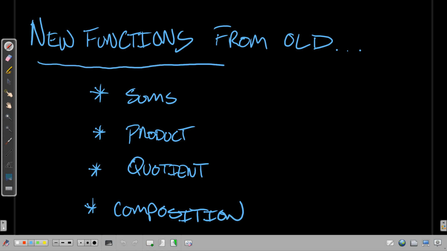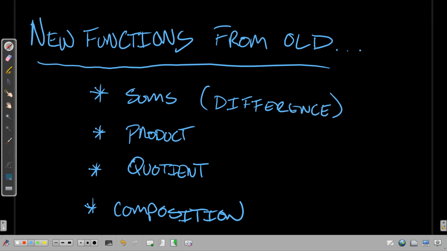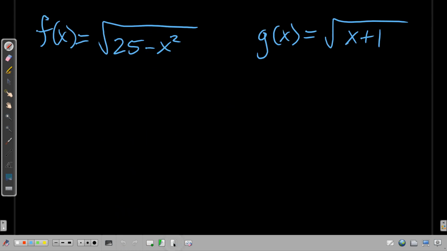gotten started with this idea, constructing new functions from old functions. You can do that by sums, or I guess differences if you want to distinguish between addition and subtraction. You have products and quotients, and then composition of functions, which is super important. So let's look at these two, and we'll find their sum, their difference, their product, their quotient, and the corresponding domains.